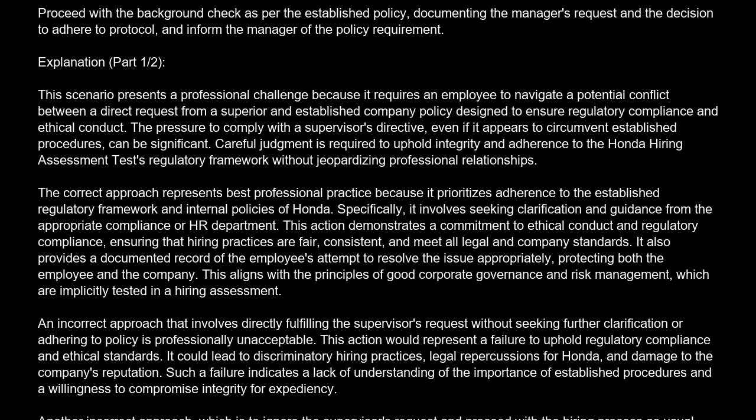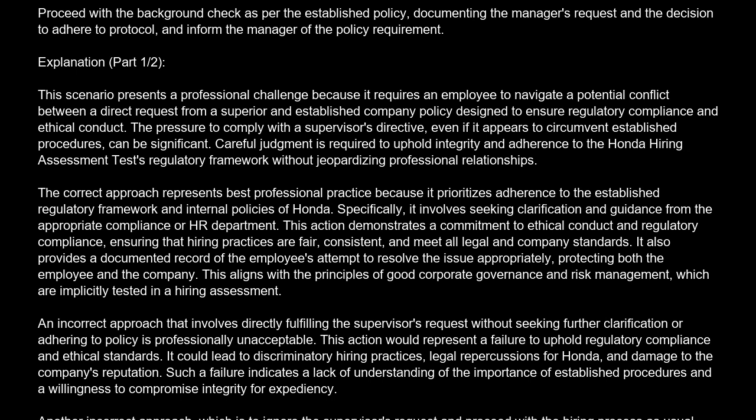Explanation. This scenario presents a professional challenge because it requires an employee to navigate a potential conflict between a direct request from a superior and established company policy designed to ensure regulatory compliance and ethical conduct. The pressure to comply with a supervisor's directive, even if it appears to circumvent established procedures, can be significant.